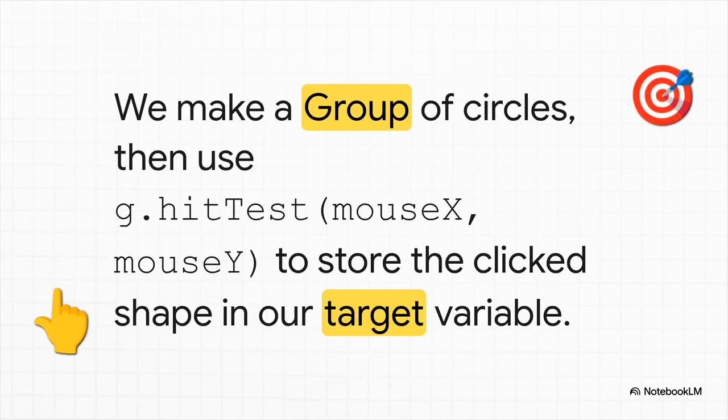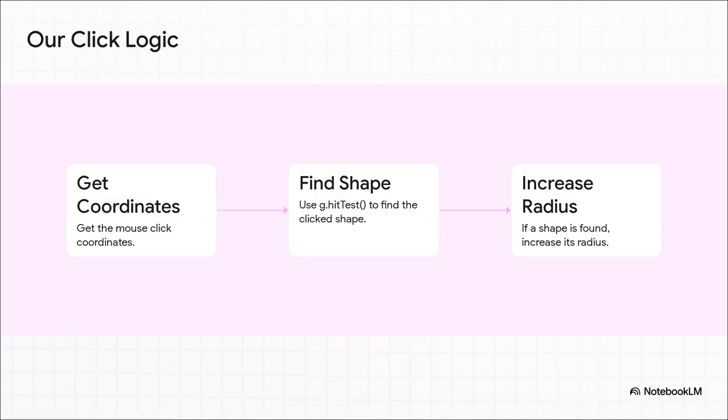Okay, let's see HitTest in action. First, we'll make a group to hold all our circles. Then, inside our mouse press function, we run this one really important line: target = g.hitTest(mouseX, mouseY). Whatever shape we clicked on, if any, gets stored in that target variable. Simple as that.